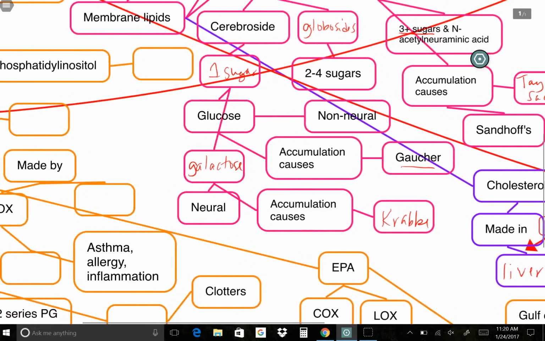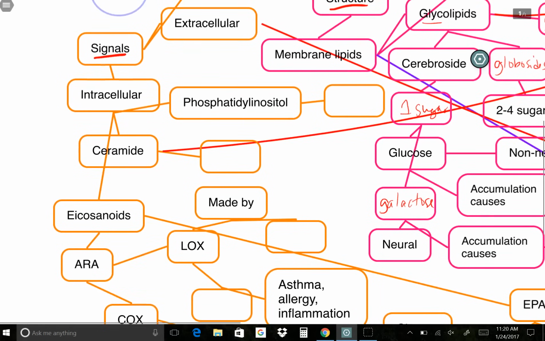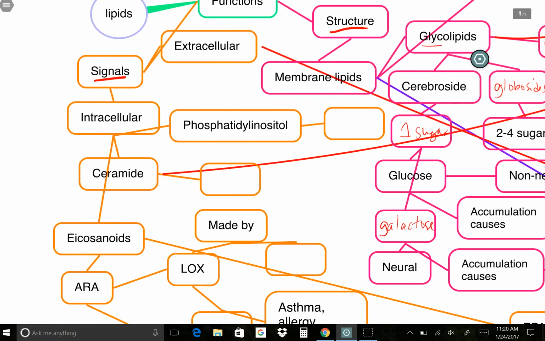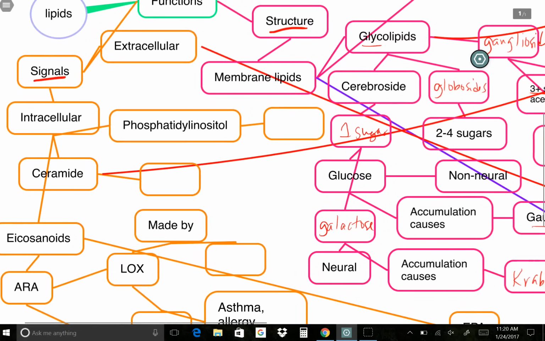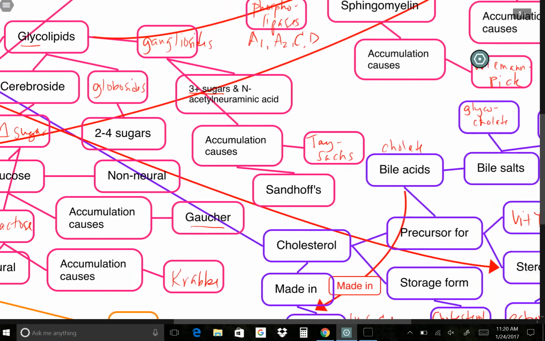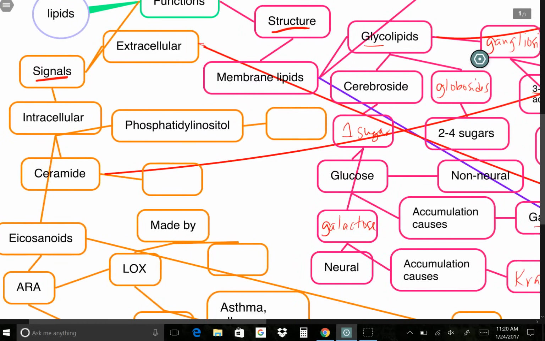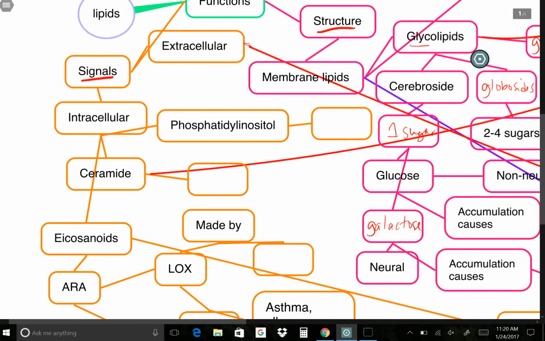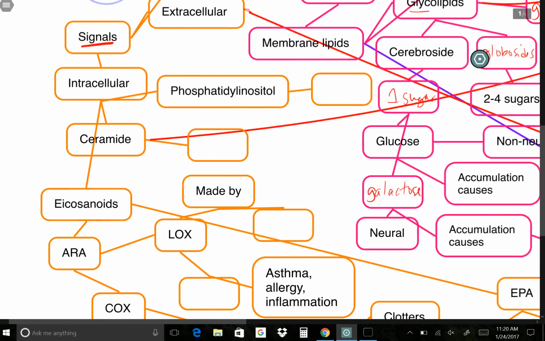Now, as signaling molecules, we have intracellular signaling and extracellular signaling. With our extracellular signaling, the main extracellular are the steroid hormones. So I have a line going from extracellular signaling all the way down to our steroid hormones, which was our estrogen, testosterone, cortisol. Intracellular signaling, though, we have ceramides, phosphatidylinositol, and then our essential fatty acids. Phosphatidylinositol was used in the protein kinase C pathway.